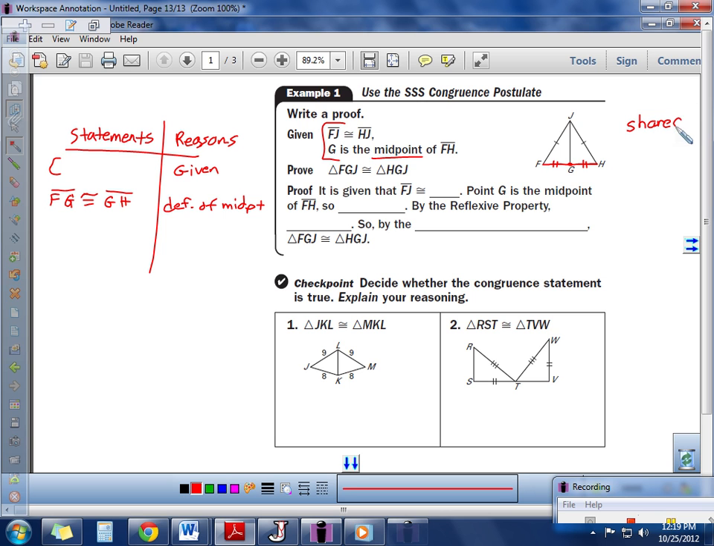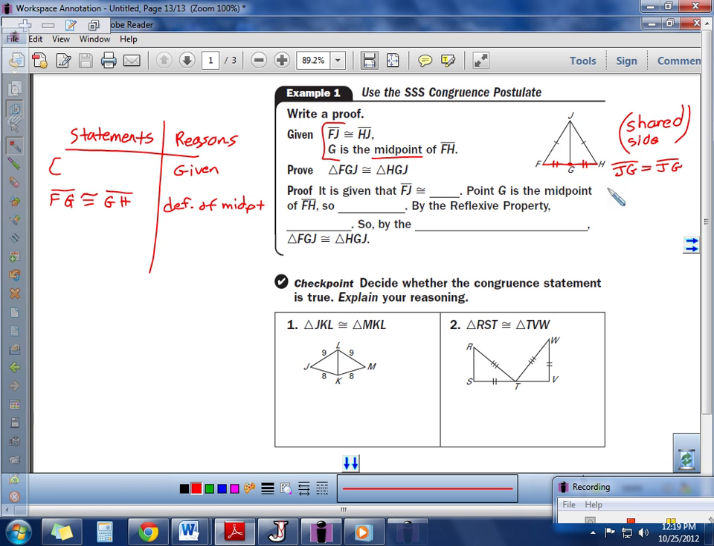When you have a shared side, meaning they're back to back, they're stuck to each other, that's what you look for. I'm going to put that in parentheses. It's not really a reason. It's just a little reminder. When you see that shared side, that piece is going to obviously equal itself. JG will equal JG.